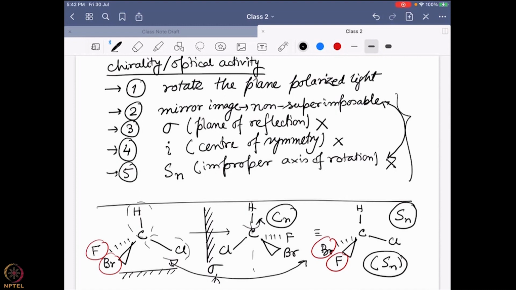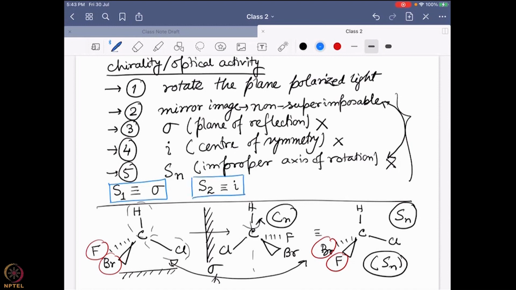And similarly, we can find that if my SN has N equal to 1, that means I'm doing a C1, which means leaving the molecule as it is and only doing a sigma plane. That means S1 is equivalent to sigma. So that defines corollary number 3: a molecule cannot have a sigma plane because basically it is having an S1. Similarly, if you do some mathematics, you can find that S2 is nothing but the center of symmetry. So similarly, it defines corollary number 4.